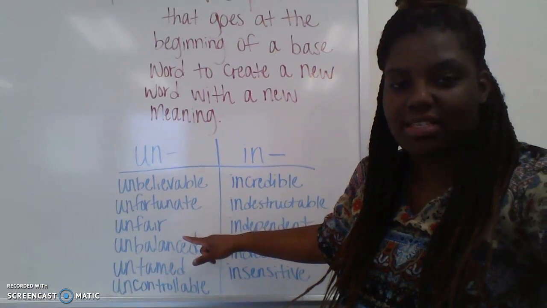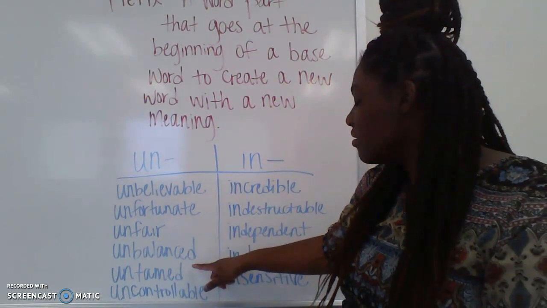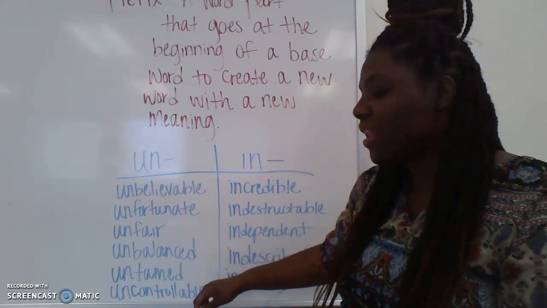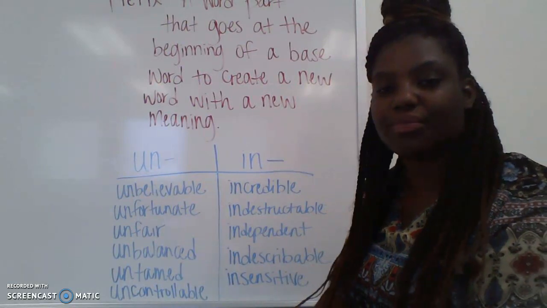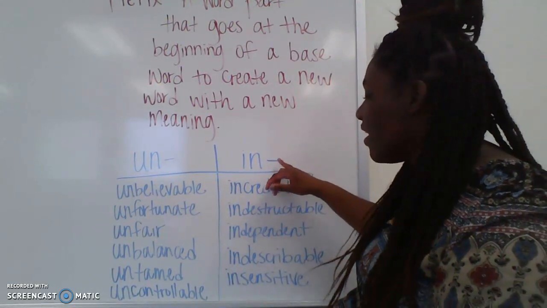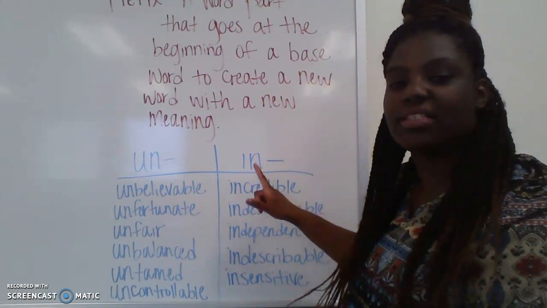Unbalanced means that it does not have any balance or it is off balance. Untamed and uncontrollable, which means it's not tamed and it cannot be controlled. Over here, again, in means not as well. So incredible, it is not credible.